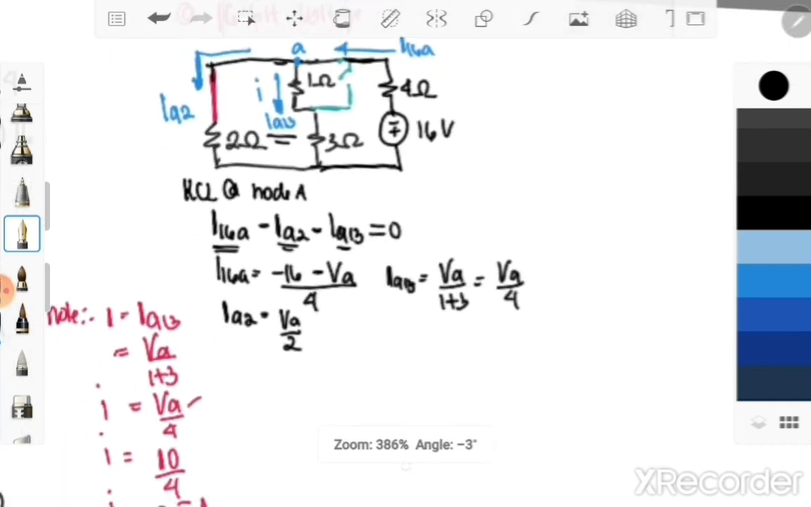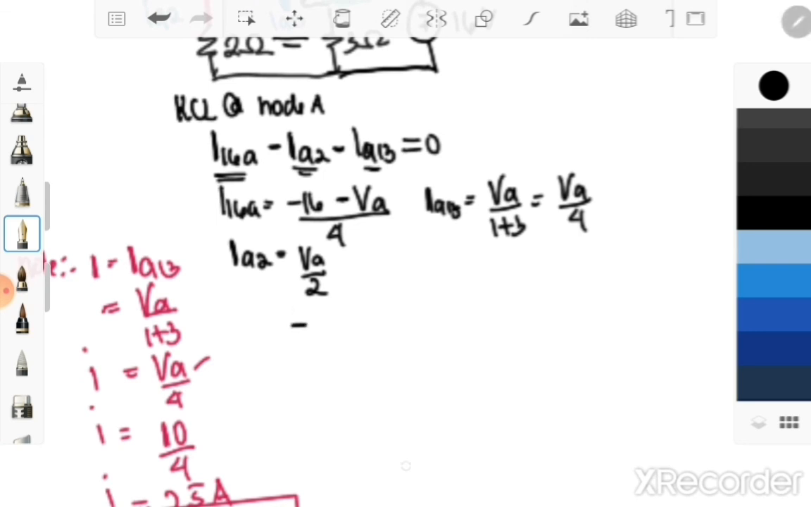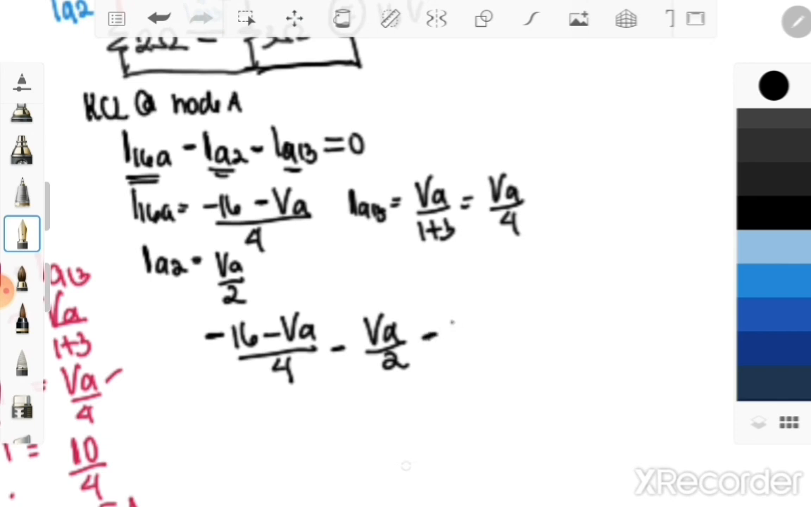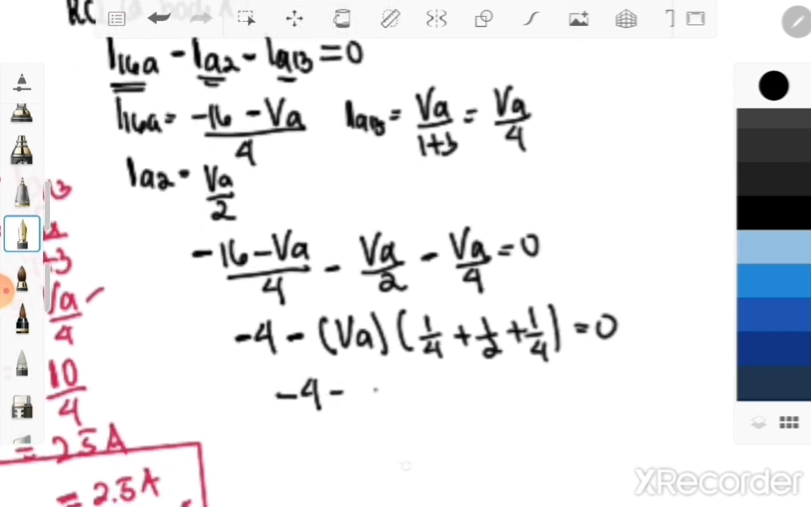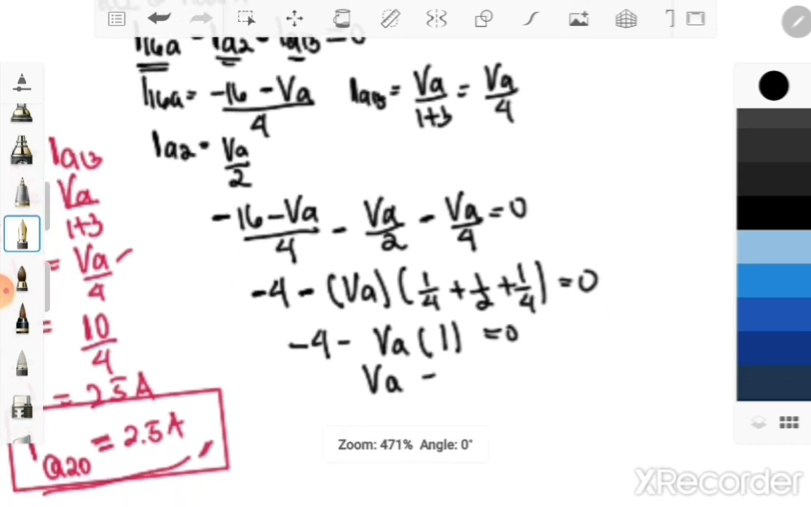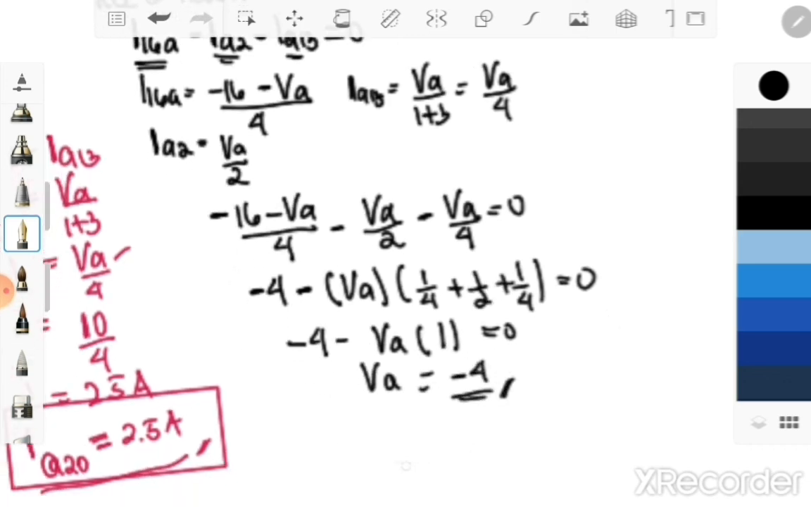Right? So focusing on the circuit, so we'll have a value equal to I16A, so negative 16 minus VA all over 4 minus our IA2, which is equal to VA all over 2, minus our IA13, which is VA all over 4, which is equal to 0. So we'll have negative 16 divided by 4 is equal to negative 4, so minus VA, so plus 1/4 plus 1/2 plus 1/4 equals 0. So therefore we have negative 4 minus VA multiplied by 1, which is equal to 0. Therefore our VA is equal to negative 4.